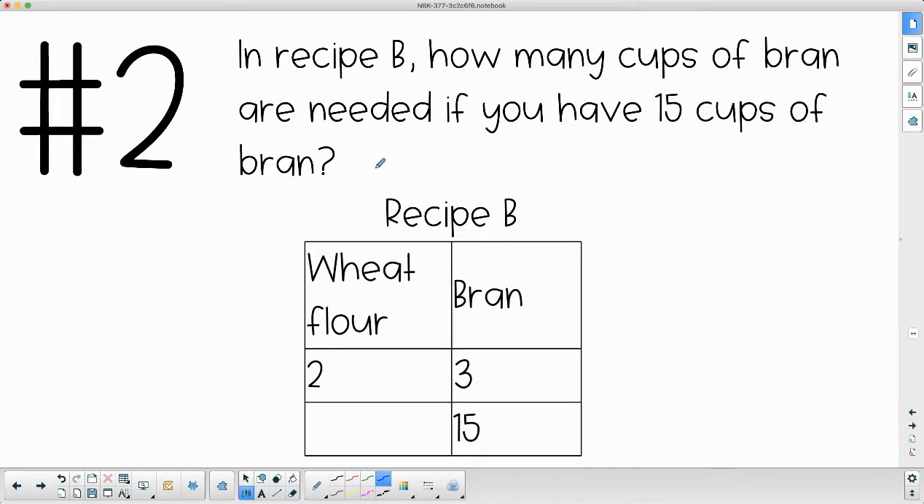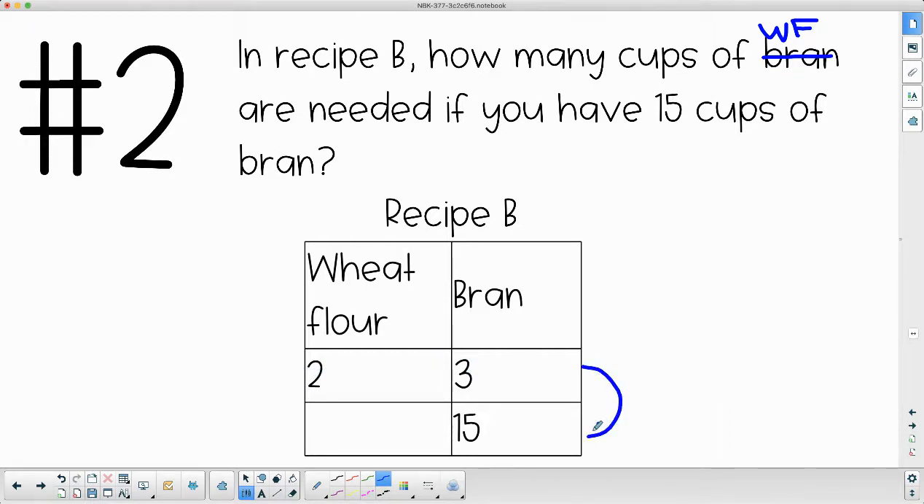Number 2 has recipe B, and this time it's asking if we have 15 cups of bran. Sorry, I think I have these words right here wrong. This should be wheat flour. So how much wheat flour do we need if we have 15 cups of bran? So our basic ratio is 2 to 3.